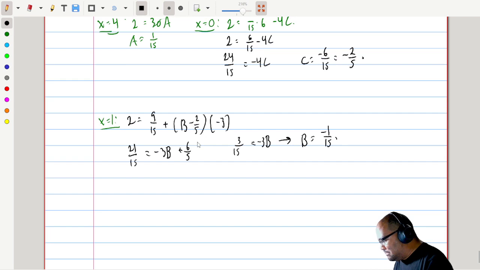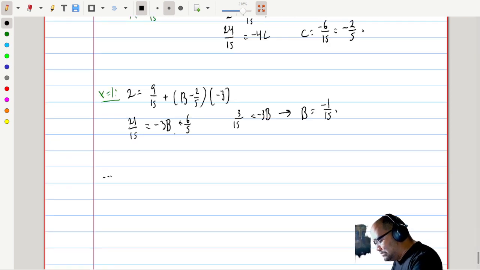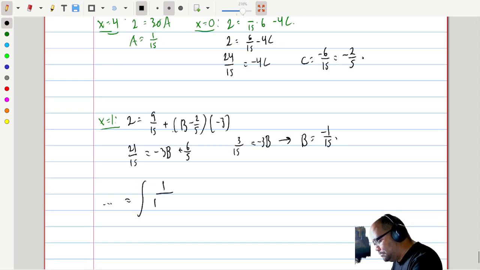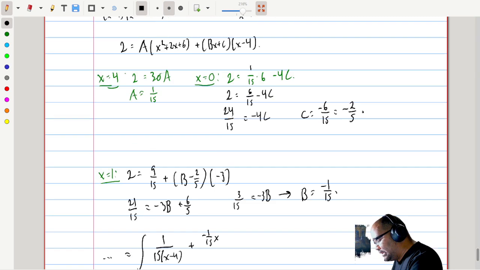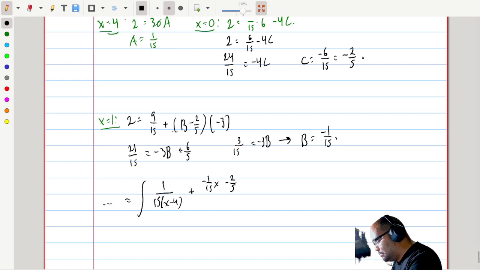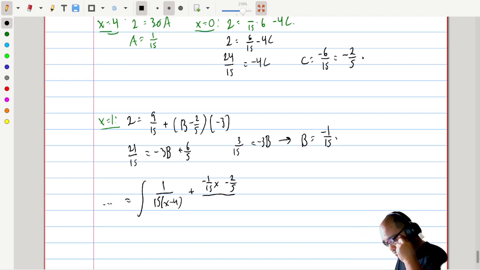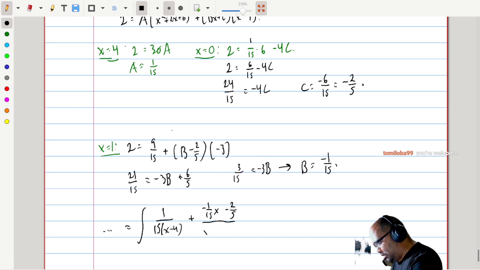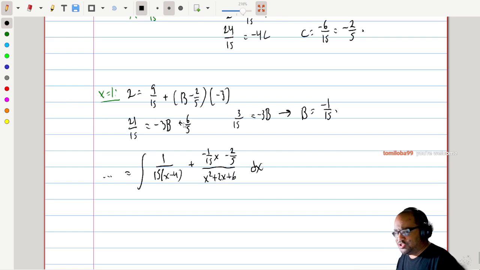Okay. Let's write down what the integral is. So a was 1 over 15. That's easy to do. B is, let's see, minus 1 over 15x plus, well, minus 2 over 5, over x squared plus 2x plus 6. A couple of ways to do that last integral.